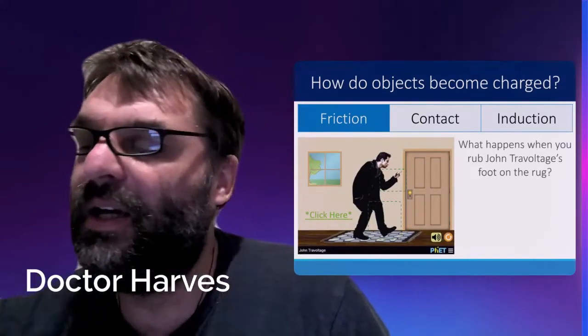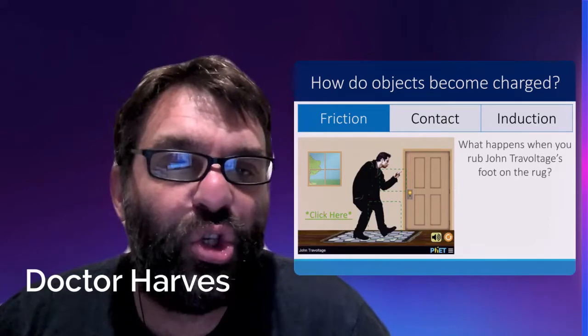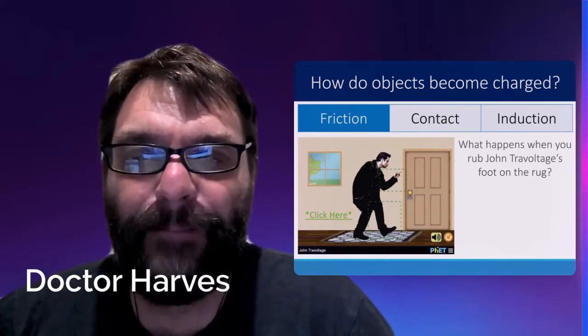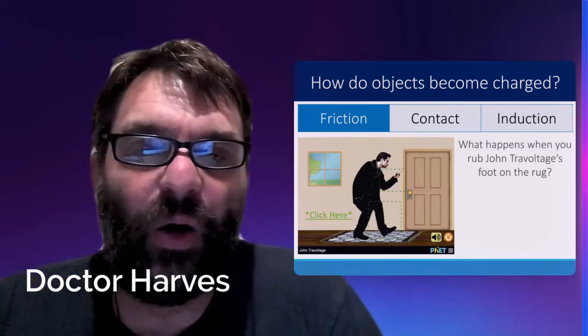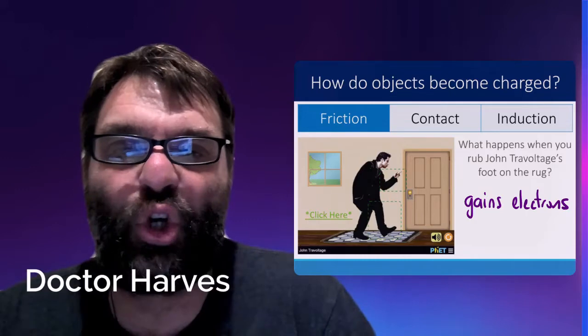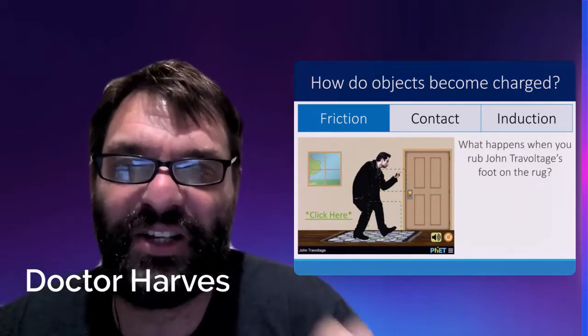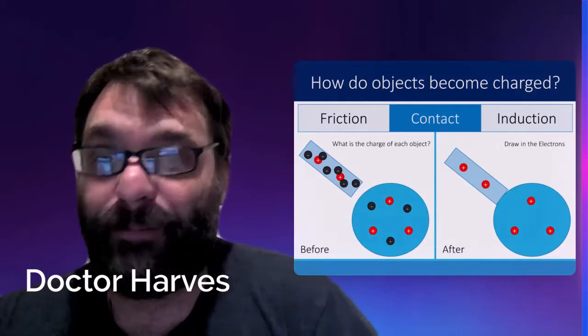The second simulation that I added in the description is the John Travoltage simulation from PhET. If you rub John Travoltage's foot against the rug, you will see that he gains electrons, and then when he touches the conductor, he'll get electrocuted as it completes the circuit. And that's caused by friction.